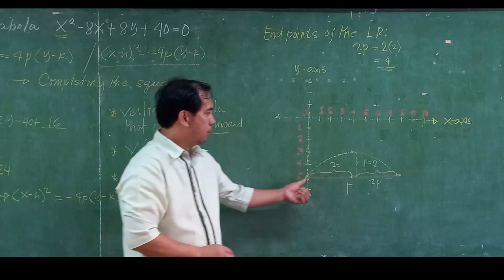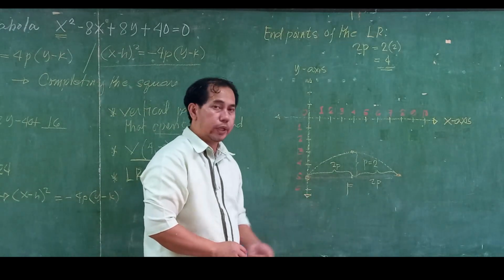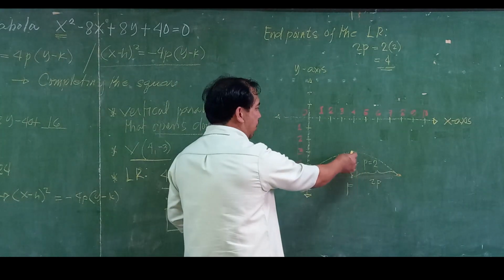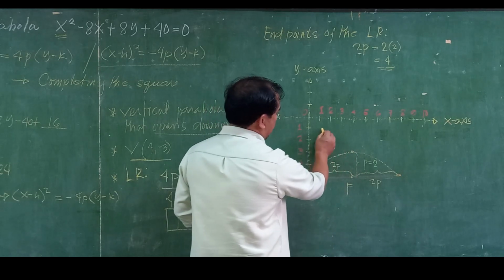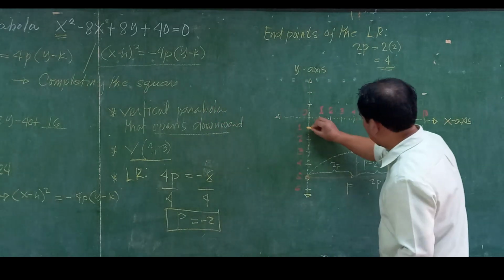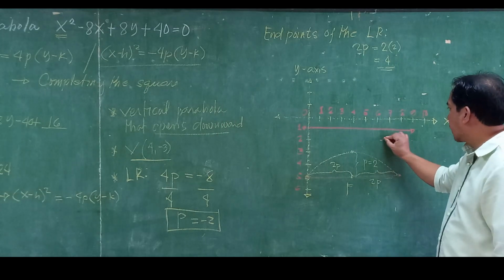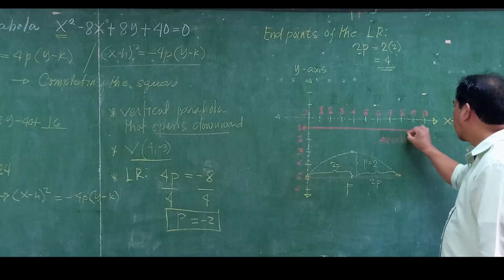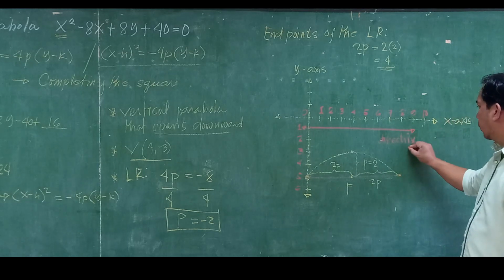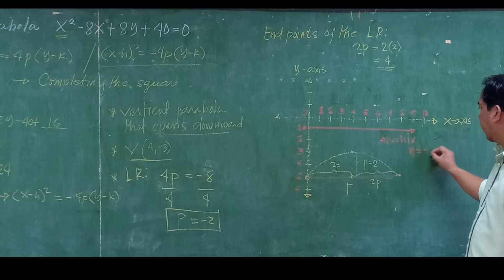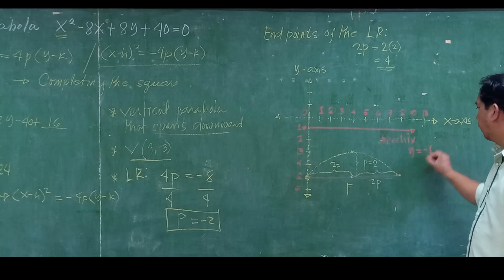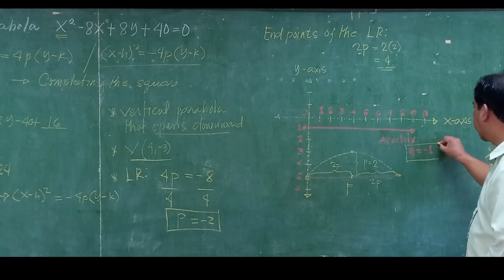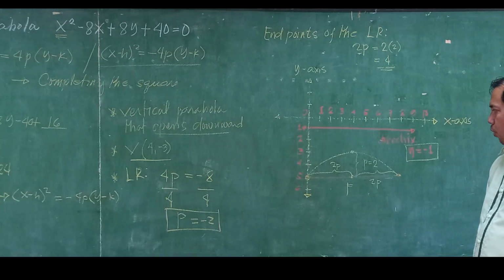Notice that because we already have the latus rectum, we can also locate the directrix, 2 units above the vertex. So where is that? What is our directrix? The directrix is y equals negative 1. So that is our directrix, y = -1.